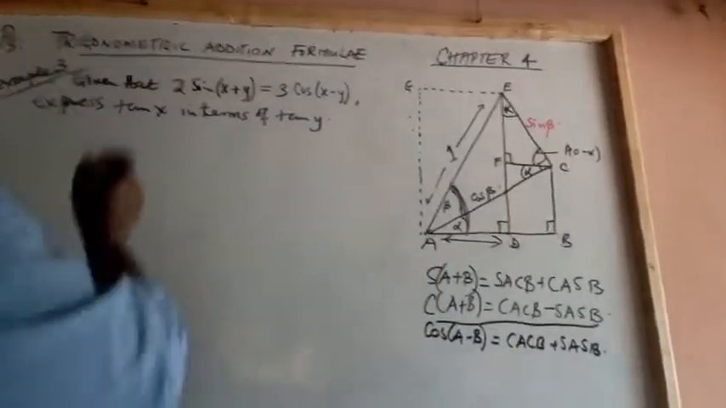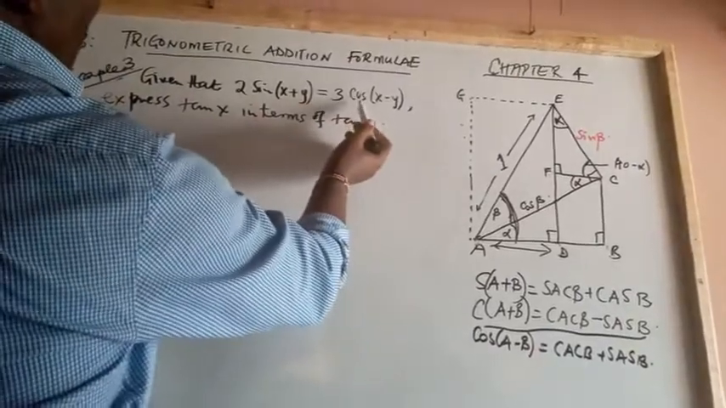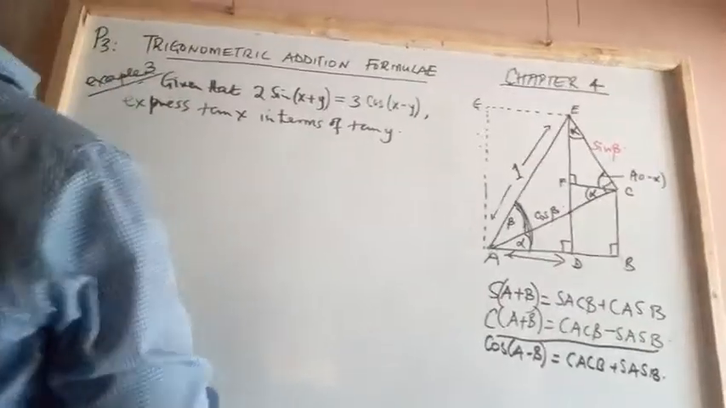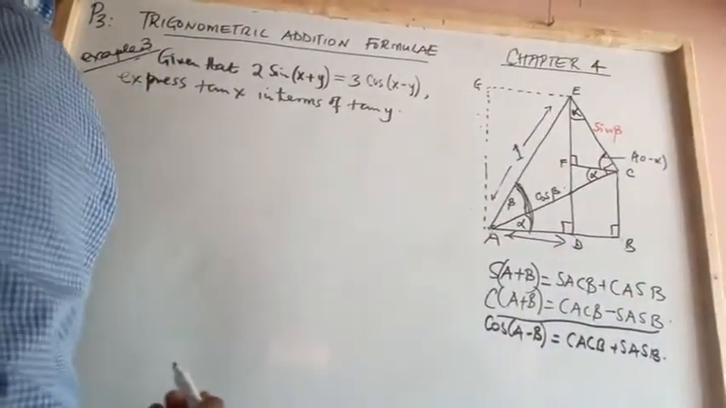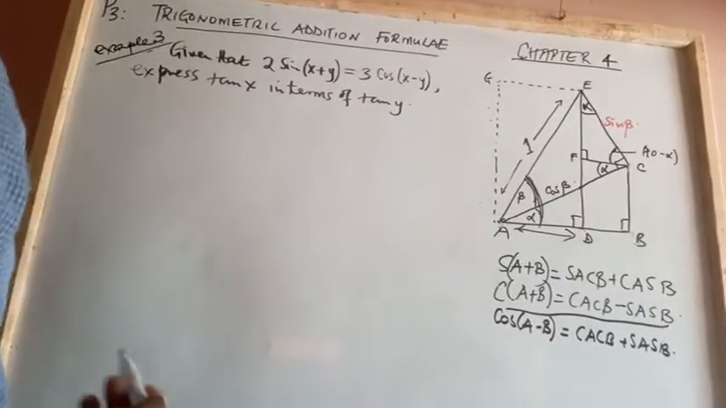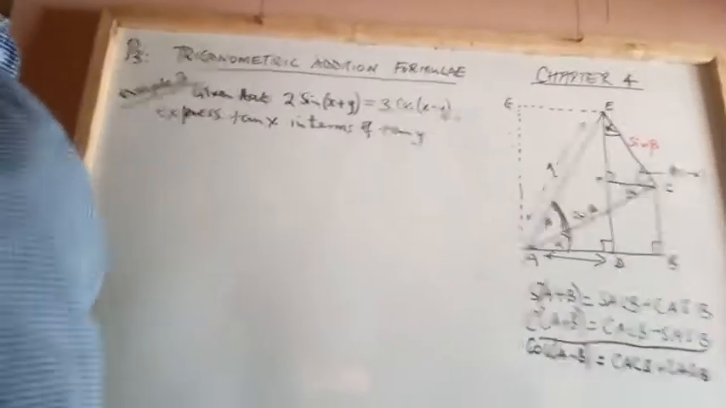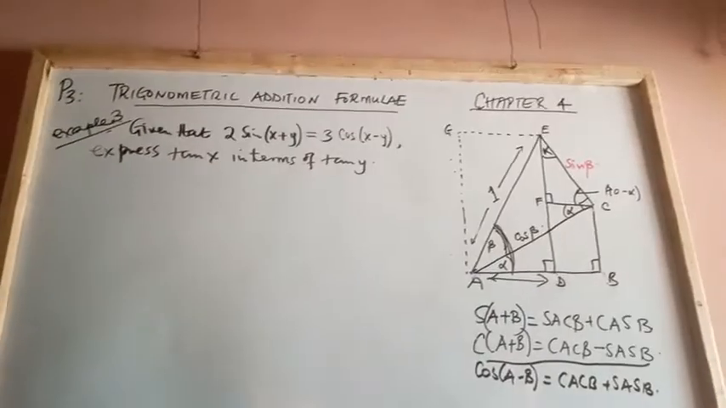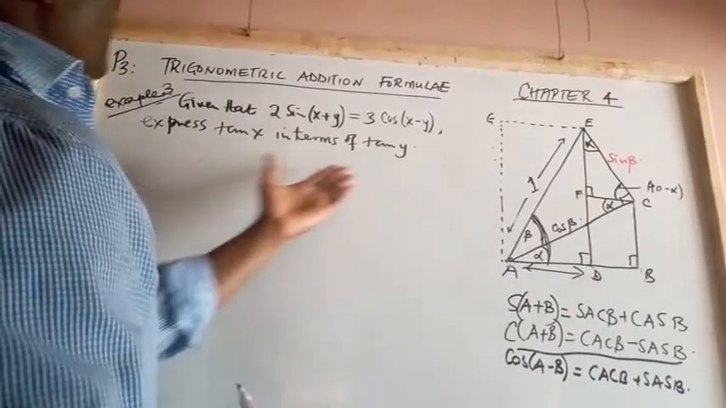Example 3, we are told that given that 2 sine bracket x plus y is equal to 3 cos bracket x minus y, express tan x in terms of tan y. If you had looked at this question before learning this identity, you would realize that it would not have been possible to evaluate this. Again, we have been given sine and cosine, and they are telling us to express tan x in terms of tan y.